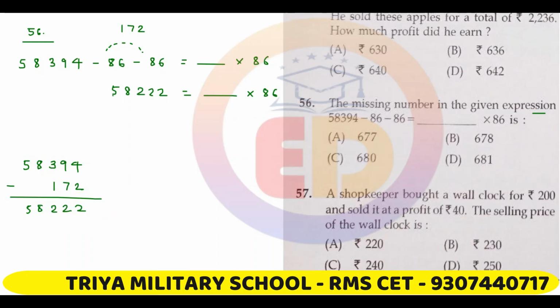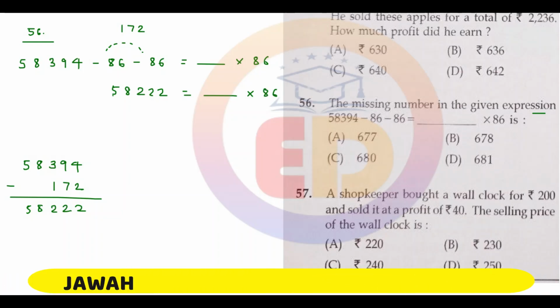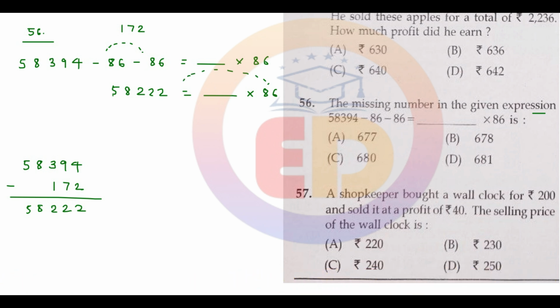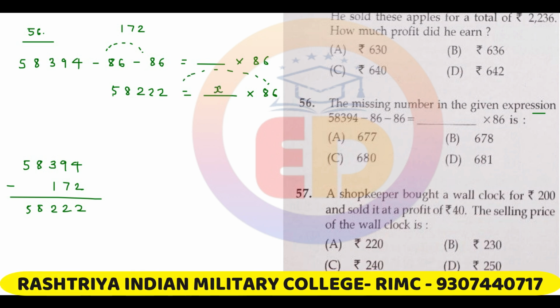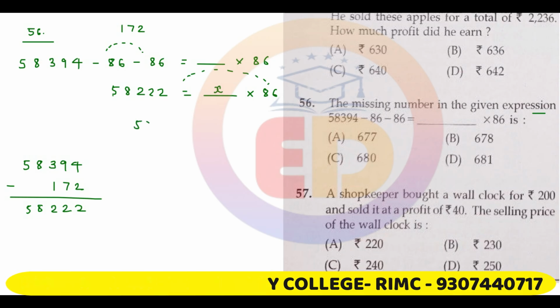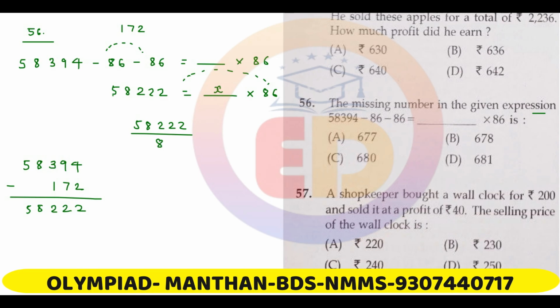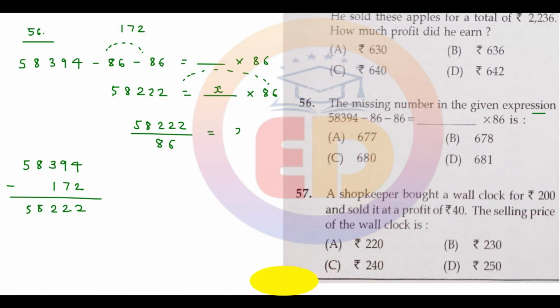So now I'll take this 86 from right side to left side, it will turn from multiply to divide, and here I'll get the value of x. 58,222 upon 86 equals x. Let's divide it.